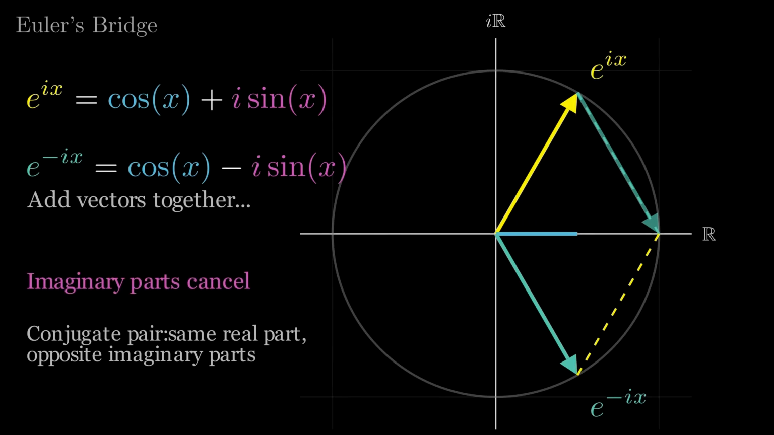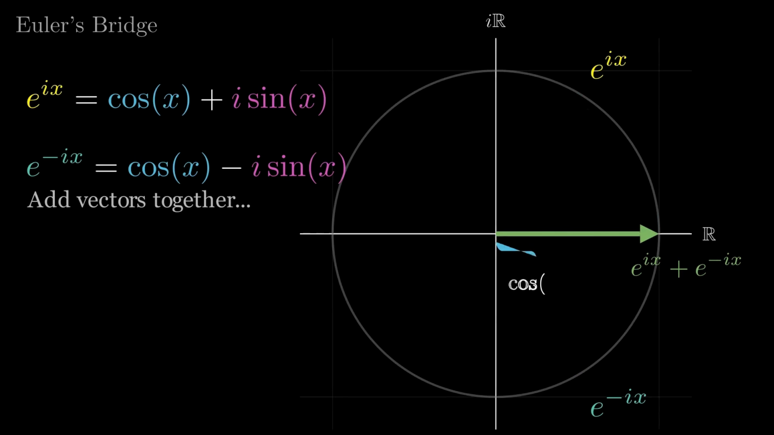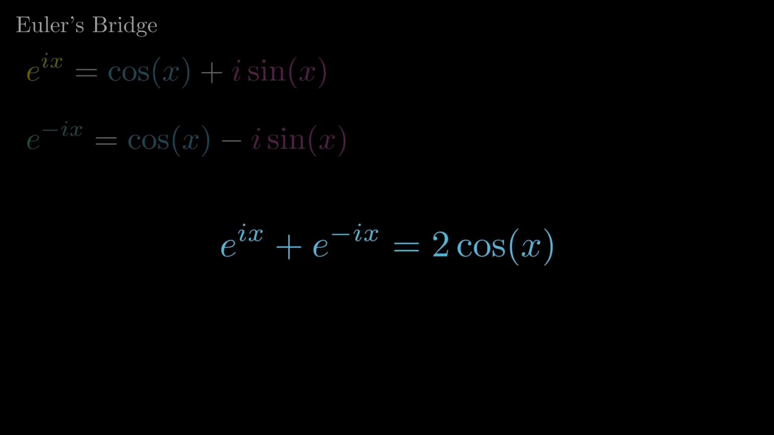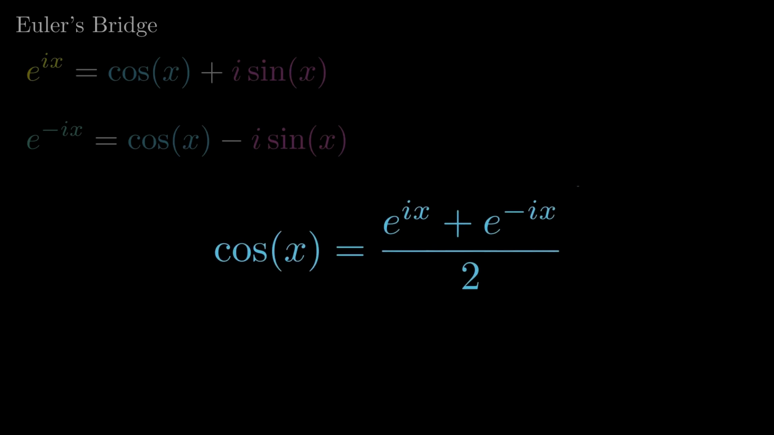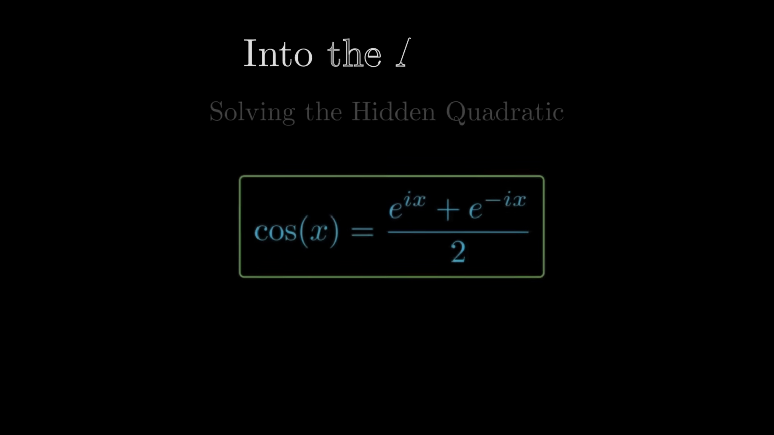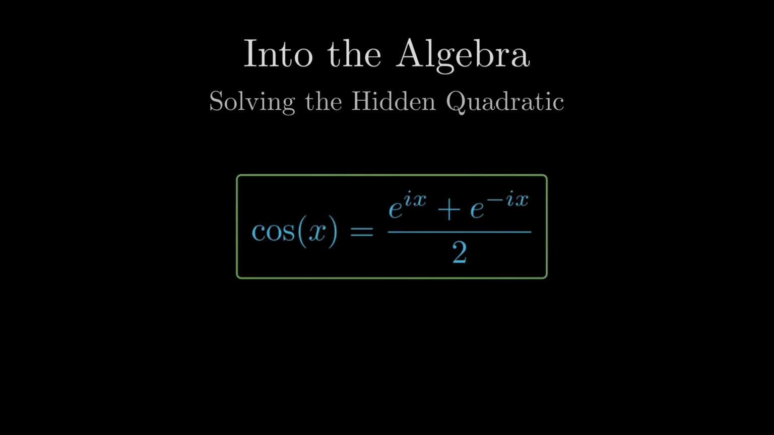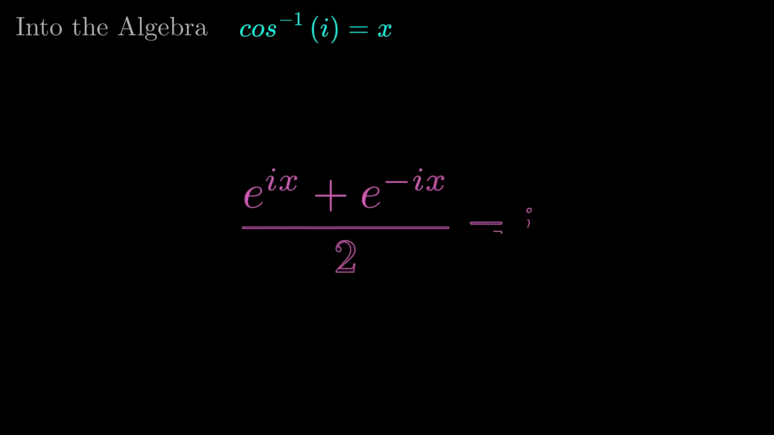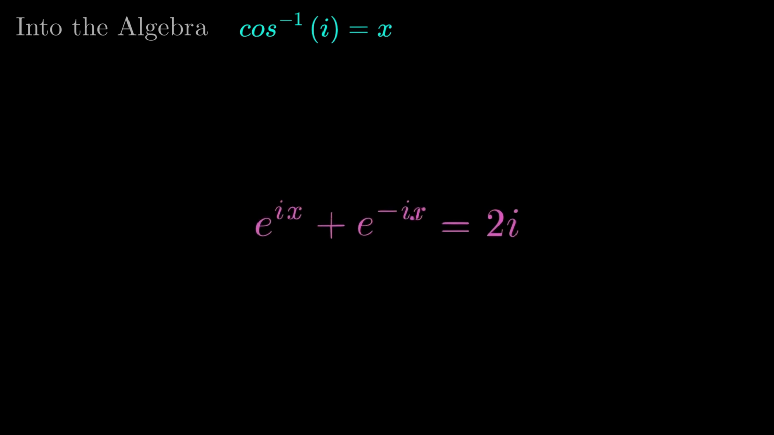Add them and the imaginary parts cancel, leaving a purely real sum. e to the ix plus e to the minus ix equals 2 cosine of x. So the identity we need is cosine of x equals 1/2 times e to the ix plus e to the minus ix. We're ready to turn the picture into algebra. Start from the identity, cosine x equals 1/2 times e to the ix plus e to the minus ix. Set cosine x equals i, and multiply by 2. e to the ix plus e to the minus ix equals 2i.